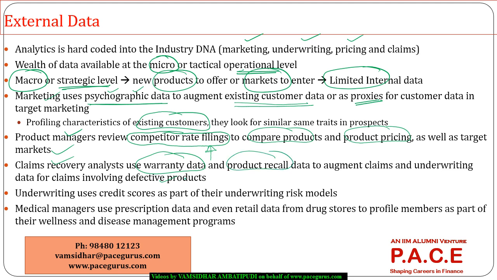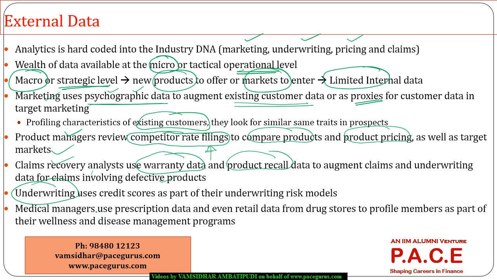Any kind of product recall data, specific set of cars being recalled by a particular company. So whatever the claims that are made on such kind of cars, they can very well recover them, because that car has been recalled by the company. So this information again is not an internal information. It's an external one used heavily by the insurers.